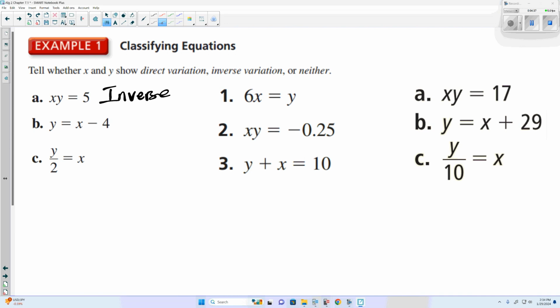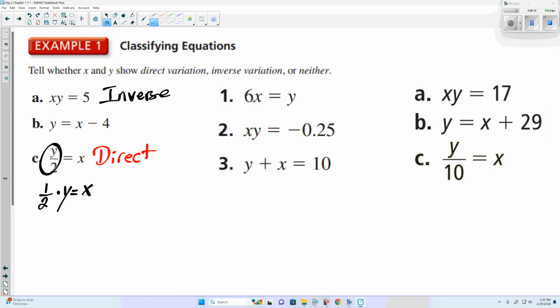We're going to skip over b for now, but let's look at c. Y over 2 equals x. Would we say direct, inverse, or neither? It is direct. Now, it seems a little odd that it is, because a way to make it look a little bit better is really this y over 2. Well, y over 2 is the same as 1/2 times y. So we have a times y equals x, and we get that form there.